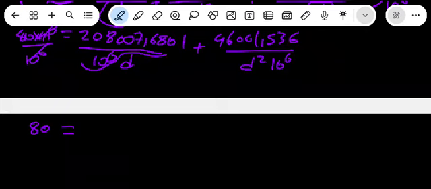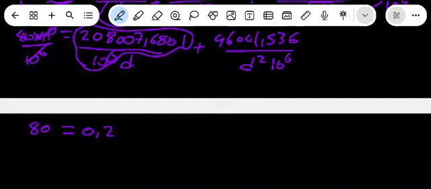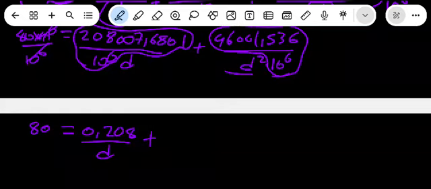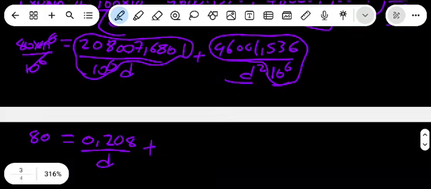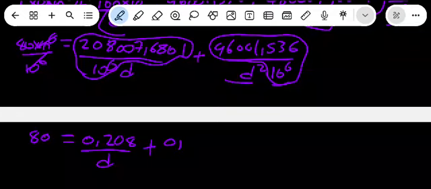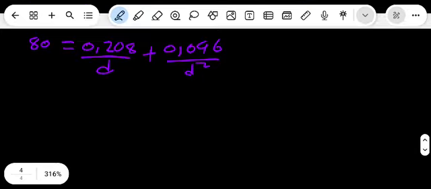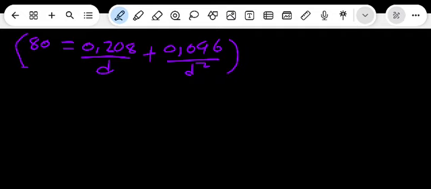Then I will punch this on my calculator. I will obtain 0.208 divided by D, plus, then I punch this, and I will obtain 0.096 divided by D squared. Whatever method you use, I'll multiply both sides by D squared.